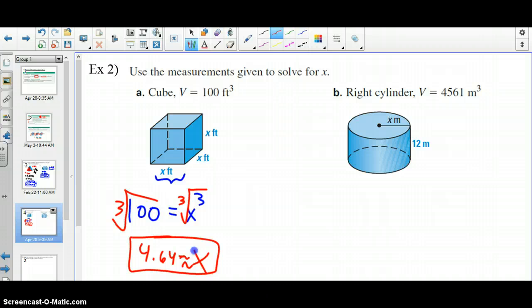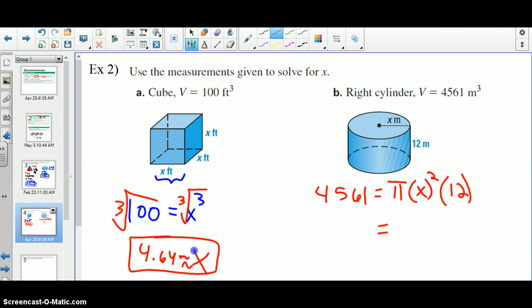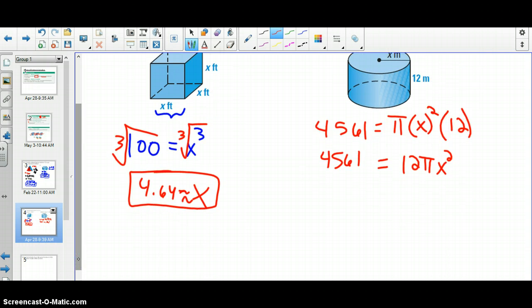Okay, let's look at part B. So this is a right cylinder. That just means it's not oblique, it's standing straight up and down. So the volume is 4,561. Now that volume is coming from the area of the base, which in this problem is pi times x squared, times the height. So I'm going to simplify that. That's going to be 12 pi x squared equals 4,561. If you're using your Algebra 1 skills, you would want to get x squared by itself. So I'm going to divide by 12 pi. And so right now I have 4,561 divided by 12 pi equals x squared.